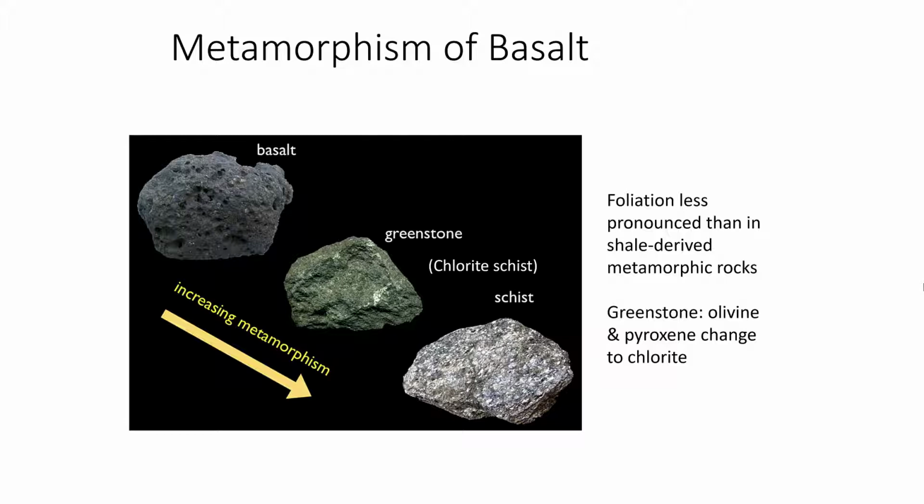In the greenstone rock, going from basalt to greenstone with metamorphism, the primary igneous minerals olivine and pyroxene will change to chlorite. And chlorite gives the greenstone that distinct green color.